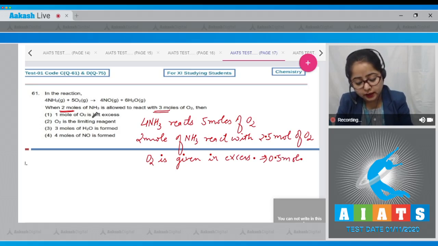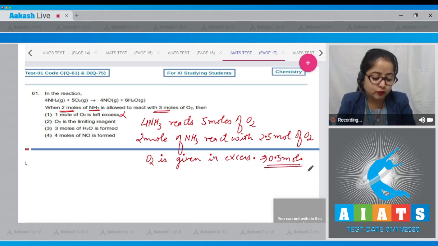Also, it is very clear that NH3 is the limiting reagent. So student, 1 mole of O2 is left in excess. Option number 1 is incorrect, as it is very clear that 0.5 mole of O2 is left in excess. Moving to next, O2 is the limiting reagent. This is also an incorrect option, as it is very clear that ammonia is the limiting reagent.